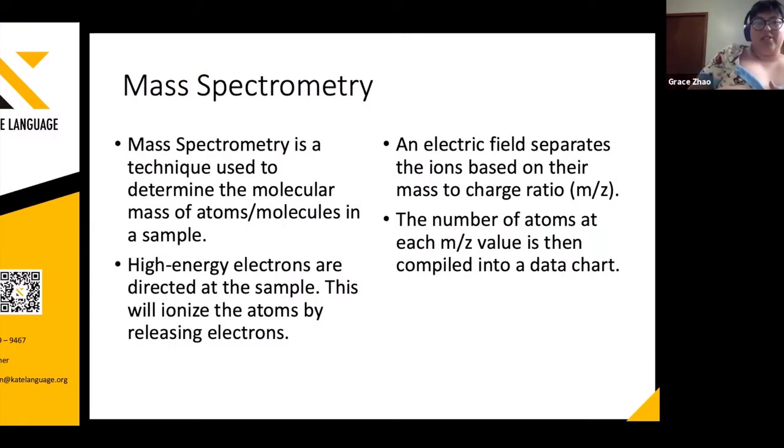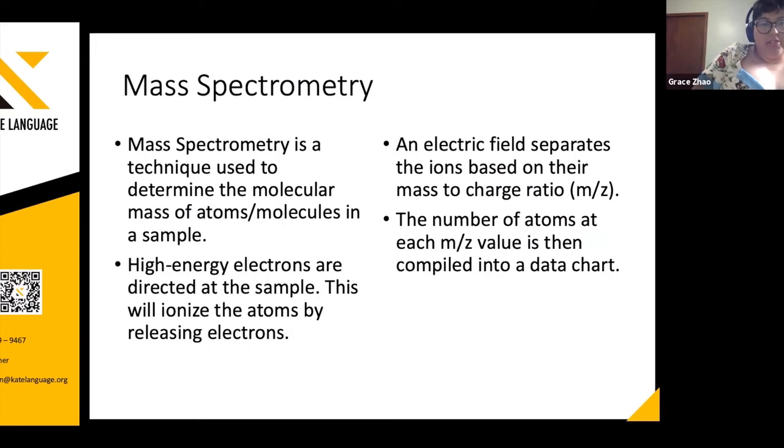Let's talk about mass spectrometry here. So mass spectrometry is usually a technique to determine the mass of the atoms or molecules in a sample. Sometimes you're going to be given a random sample of a product. We don't know what it is, and you're going to have to determine the mass of it just based on what you can see with a couple of measuring techniques.